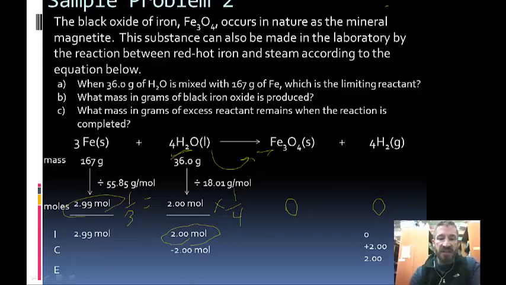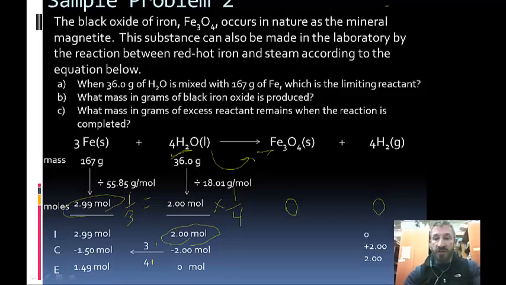It's limiting, so every bit of the water is used, so it goes down by 2. And then also, you use this 3-to-4 ratio, the ratio of water to iron. There are 4 waters for 3 irons, and you're multiplying the 2 by 3. 2 times 3 is 6, divided by 4 gives us minus 1.5. And so 2.99 minus 1.5 gives us 1.49. So those are the amounts we have there.